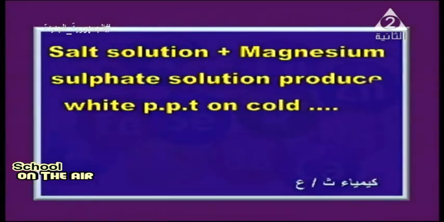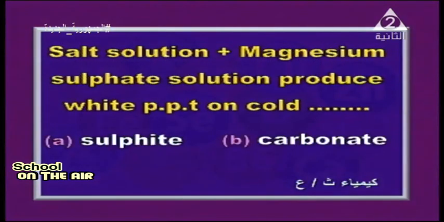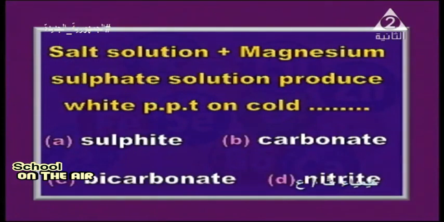Next point. Salt solution plus magnesium sulfate solution produces white precipitate in the cold. What is this radical? Is it sulfite or carbonate or bicarbonate or nitrite? Here the white precipitate forms in the cold, so it will be, yes, carbonate radical CO3 negative 2.